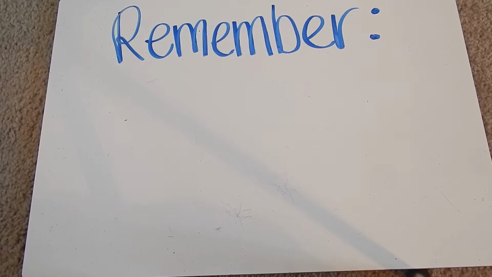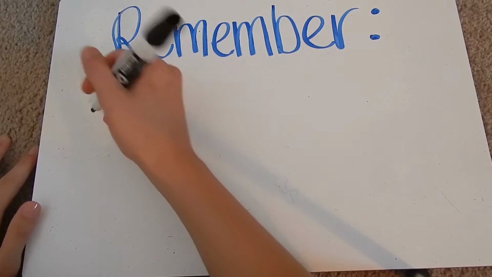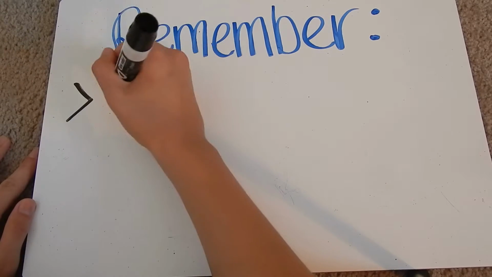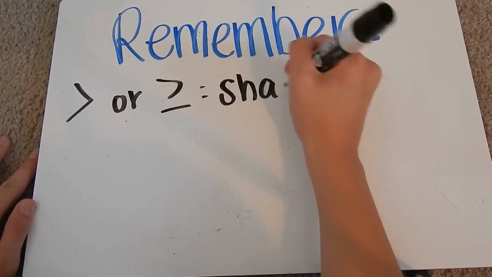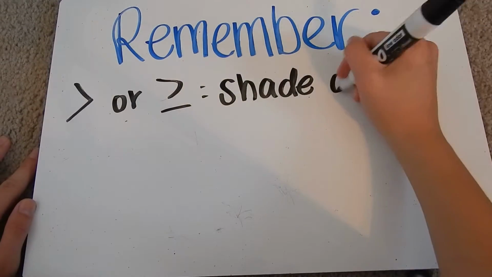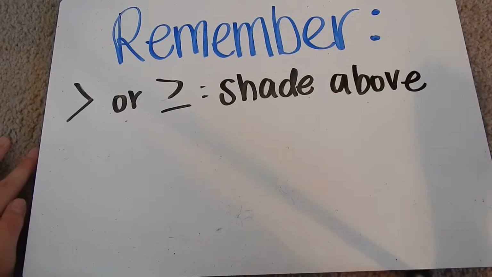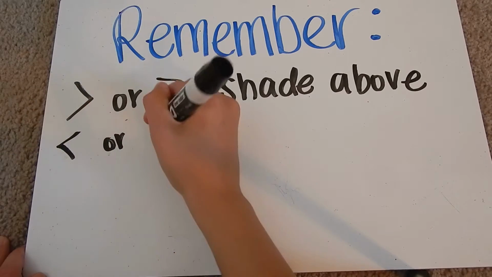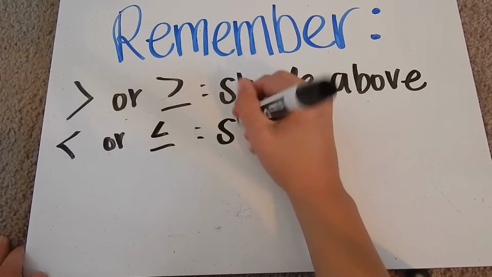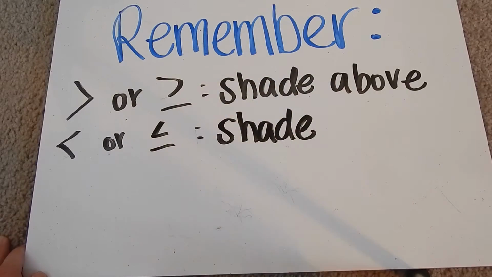Some important things we want to remember about inequalities are whether or not we shade up or down, and whether or not we draw a solid or a dotted line. So, if we have any greater than sign, greater than or greater than or equal to, we're going to shade above. Shade greater than the line. If we have less than or equal to, we're going to shade below.